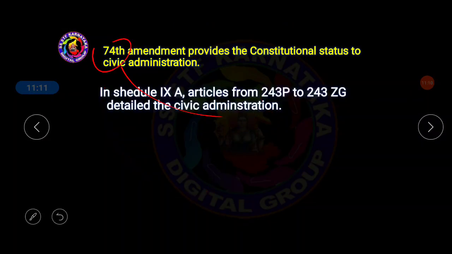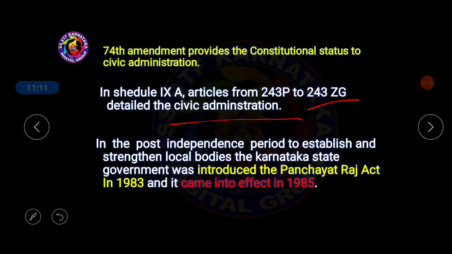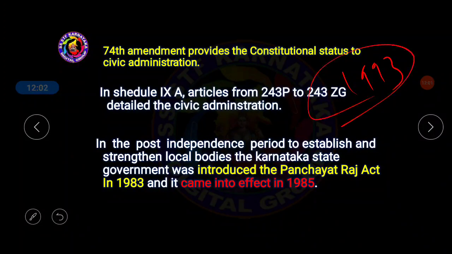Next one, in the Ninth Schedule, Part IX-A, articles 243P to 243ZG, detail has been given about civic administration, meaning city administration. In the post-independence period, to establish and strengthen local bodies, the Karnataka State Panchayat Raj Act was introduced in the year 1983, and it came into effect in 1985. And we already know that the village panchayat in Karnataka was introduced in 1993. So this is related to the village panchayat.